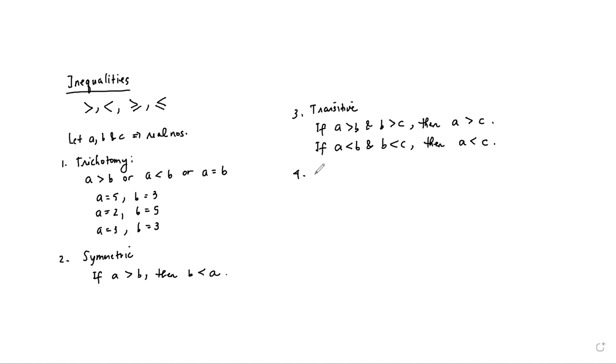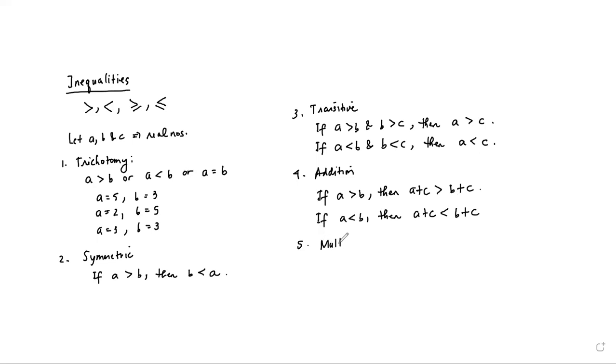And then for the addition property of inequality, if A is greater than B, and we add the same quantity to both sides of the inequality, then A plus C is still greater than B plus C. Or alternatively, if A is less than B, then A plus C is less than B plus C. Okay, and then fifth, we have the multiplication property of inequality.